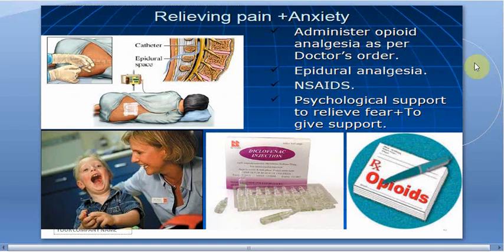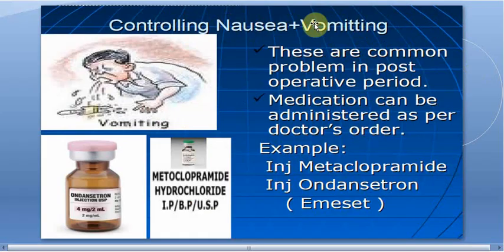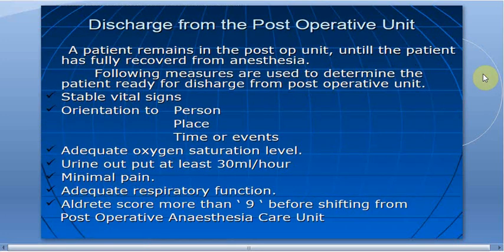Follow the doctor's order. Next, sometimes after the surgery, the patients can have nausea and vomiting. Sometimes it is seen after general anesthesia. So you can give antiemetics. Examples of antiemetics are ondansetron and metoclopramide. Antiemetics means drugs which reduce or prevent nausea and vomiting.